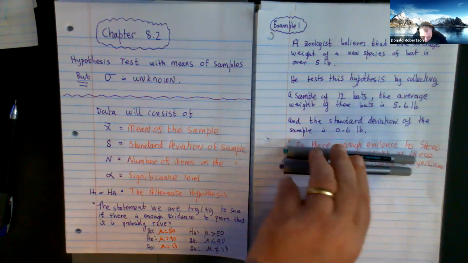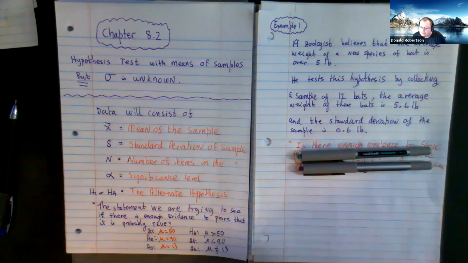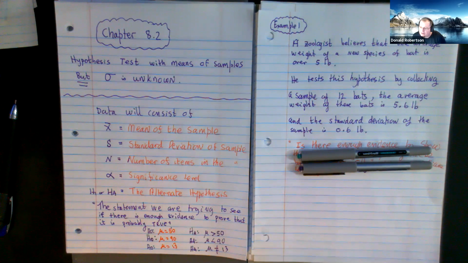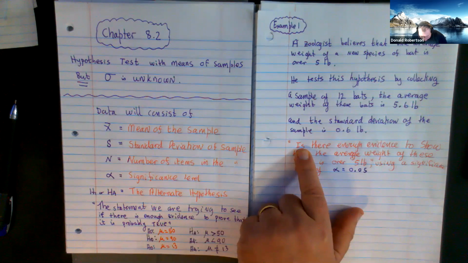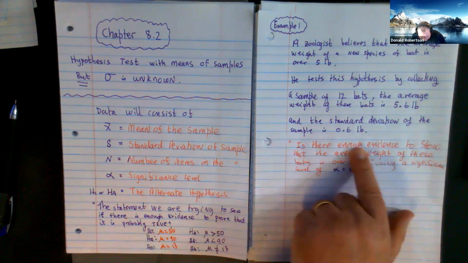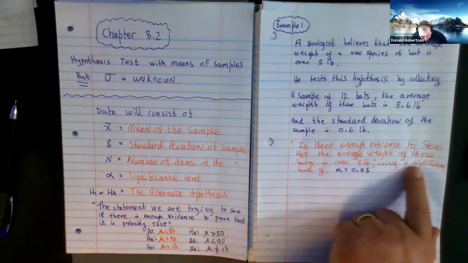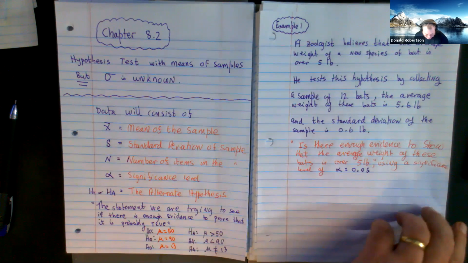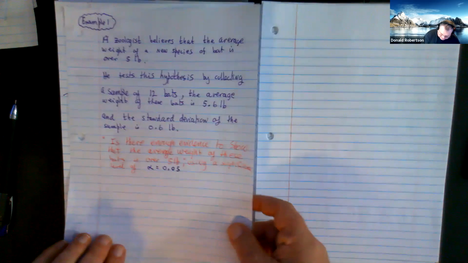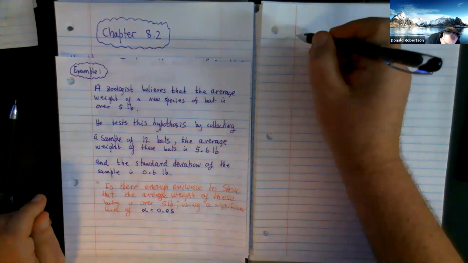I think in every question you're going to get, the mean, standard deviation and the number are going to be told to you in the story. You don't even need to calculate them, with the exception of one question where you had to do it. So here is the last of the question. Is there enough evidence to show that the average weight of these bats is over 5 pounds using a significance level of 0.05? So that's the story. So we are going to look at that. And the first thing we're going to do is from that story, collect all the data that we need.